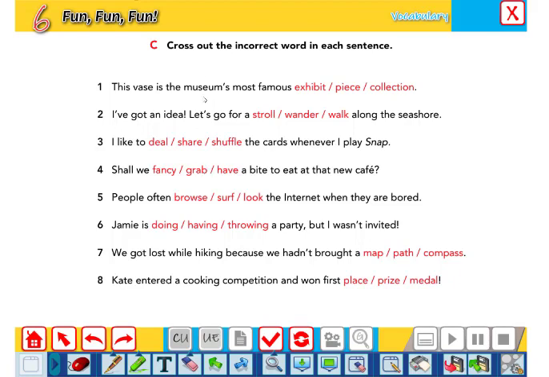So this one says circle the incorrect word in each sentence. So what we want to do now is circle the incorrect word. Remember, guys, this one is the incorrect one. So let's go for number one.